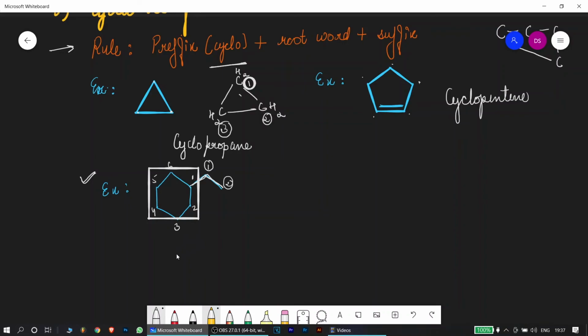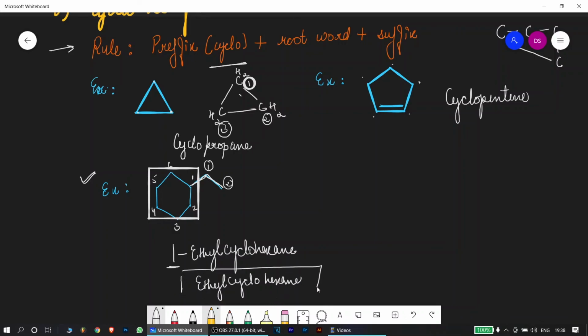So 1-ethylcyclohexane, right? You can obviously avoid writing 1 because if we do not write 1, then also it indicates clearly that the position of the branch chain is 1, right? So it is ethylcyclohexane. Clear? So I hope all of these compound namings are clear to you.